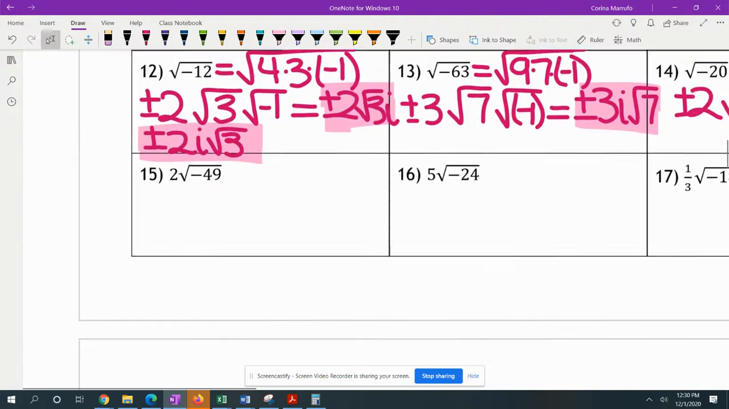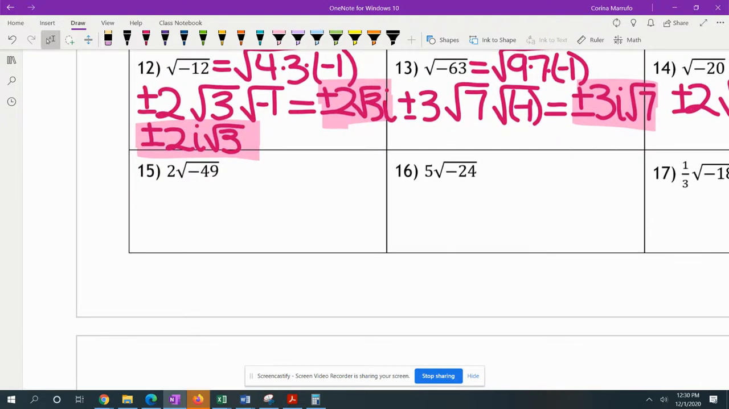All right, the next one. Now this one we have a 2 on the outside. So we're going to go ahead and rewrite it. So 2, and then it's 49 times negative 1.